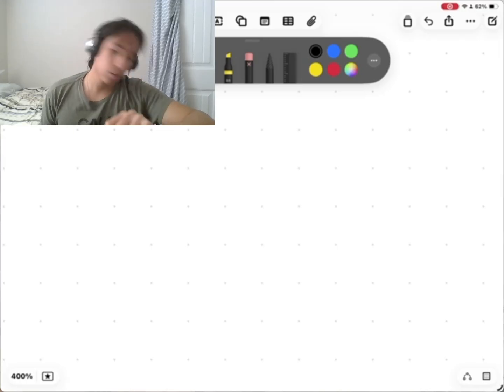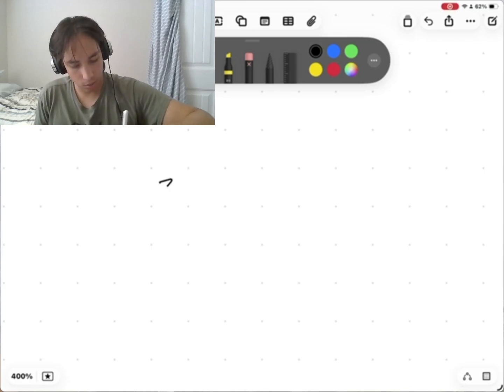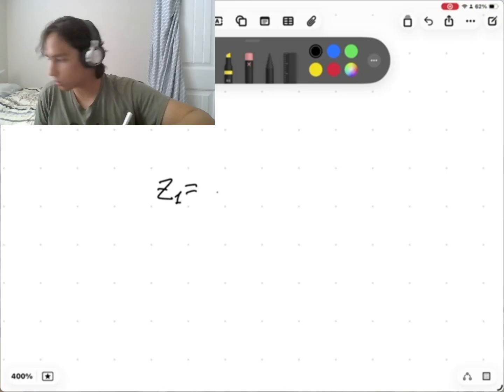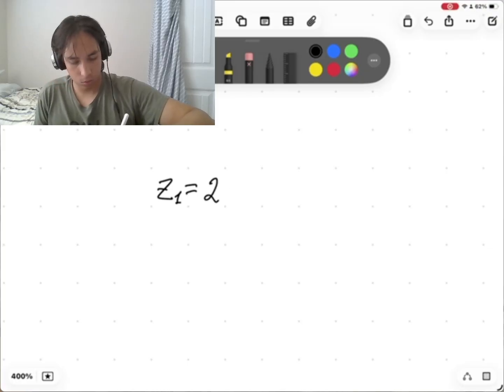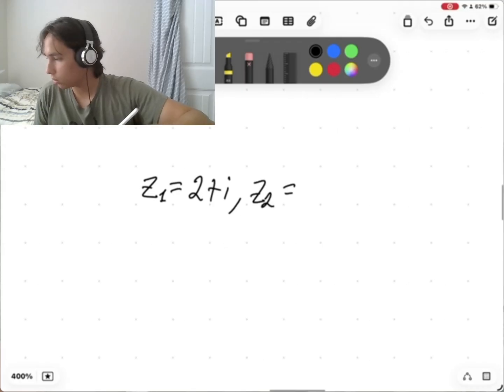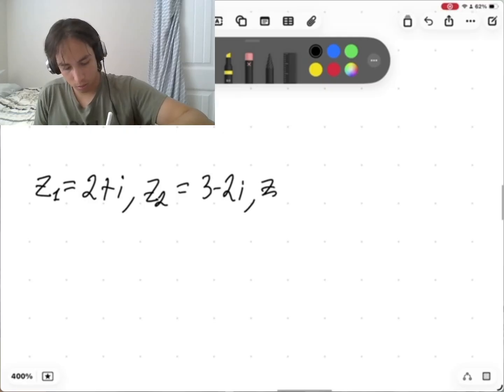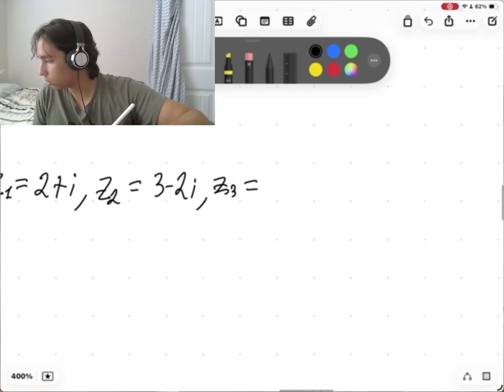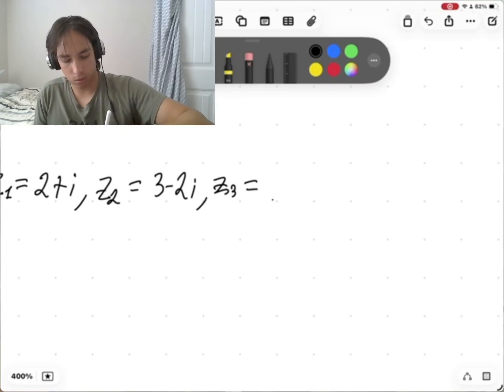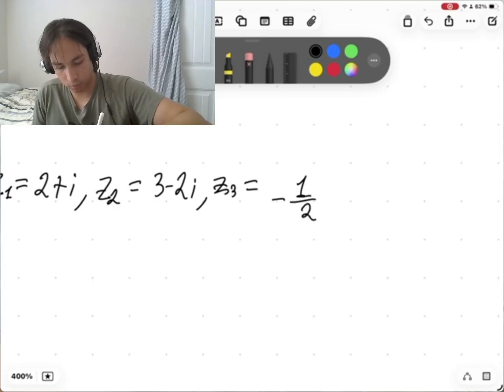First, we're gonna have this. So z1 equals 2 plus i. z2 equals 3 minus 2i. z3 equals, this one's odd, negative 1/2 plus square root of 3 over 2i.